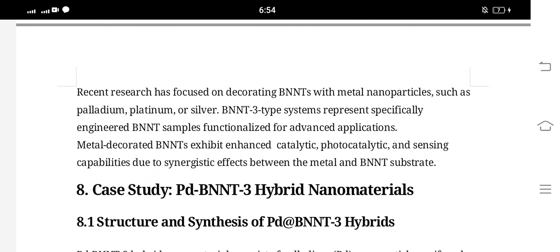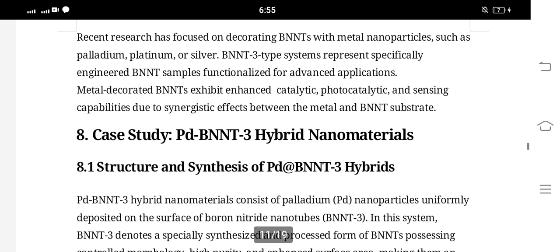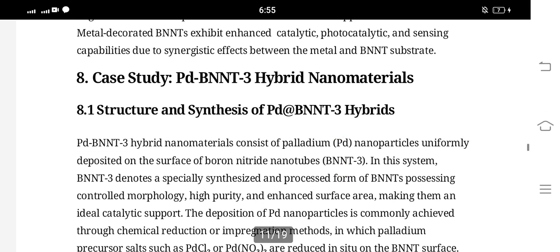Now I will discuss a specific and important example of boron nitride nanotube functionalization, which is the palladium boron nitride nanotube hybrid nanomaterial. Firstly, we will discuss the structure and synthesis of the palladium boron nitride nanotube hybrid.